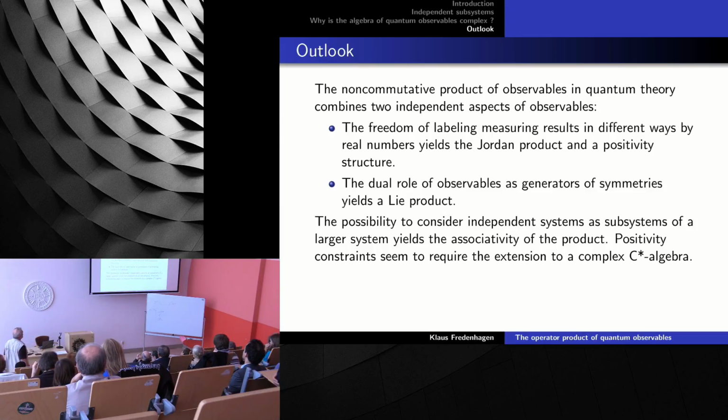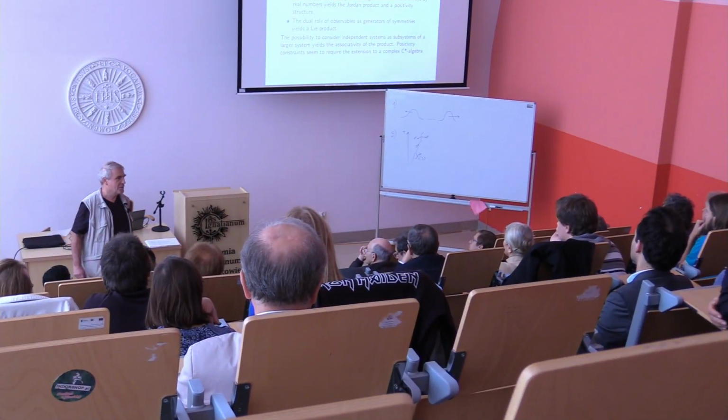And the dual role of observables as generators of symmetry yields a Lie product. And the possibility to consider independent systems as subsystems of a larger system yields the associativity of the product. And the last point is that the positivity constraints seem to require the extension to complex C-star algebras. I'm very confident that this is true, but at the moment I don't have a complete proof for this.